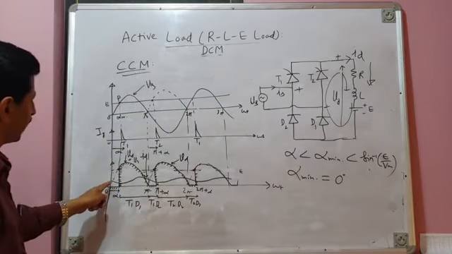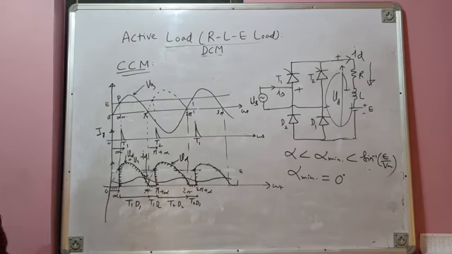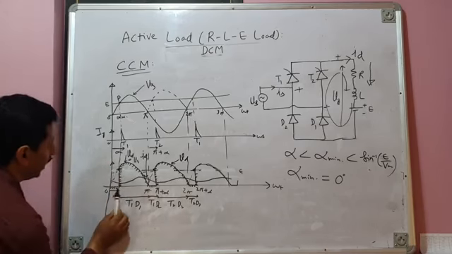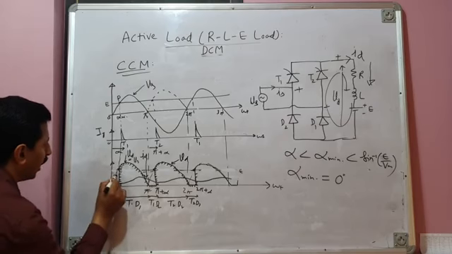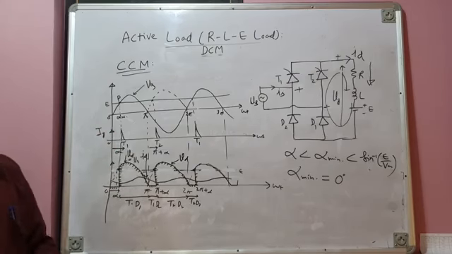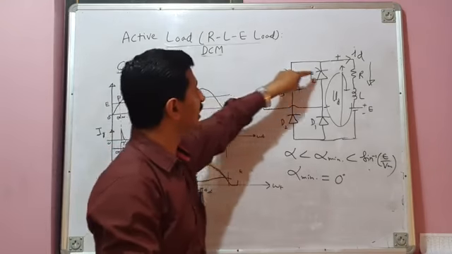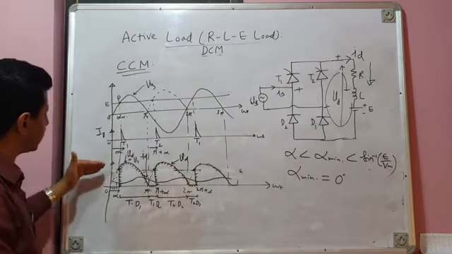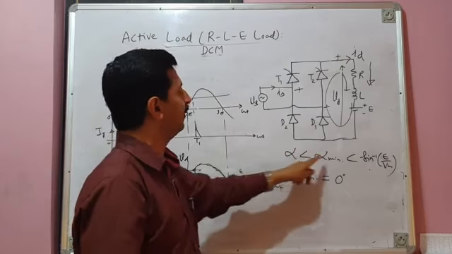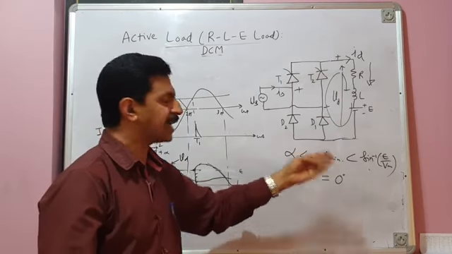But that is not the case for continuous conduction mode of operation, because E is not showing its presence in the load. Since E does not show its presence in the load voltage, you can reduce the firing angle, or delay angle, even below this point, because E is not present at all. It was E which reverse biased T1 or T2 below this point. But since E does not appear in the load voltage at all, you can have any value of delay angle. You can have alpha even less than alpha min, that means less than sine inverse E by Vm. And alpha min can be as low as 0 degree.